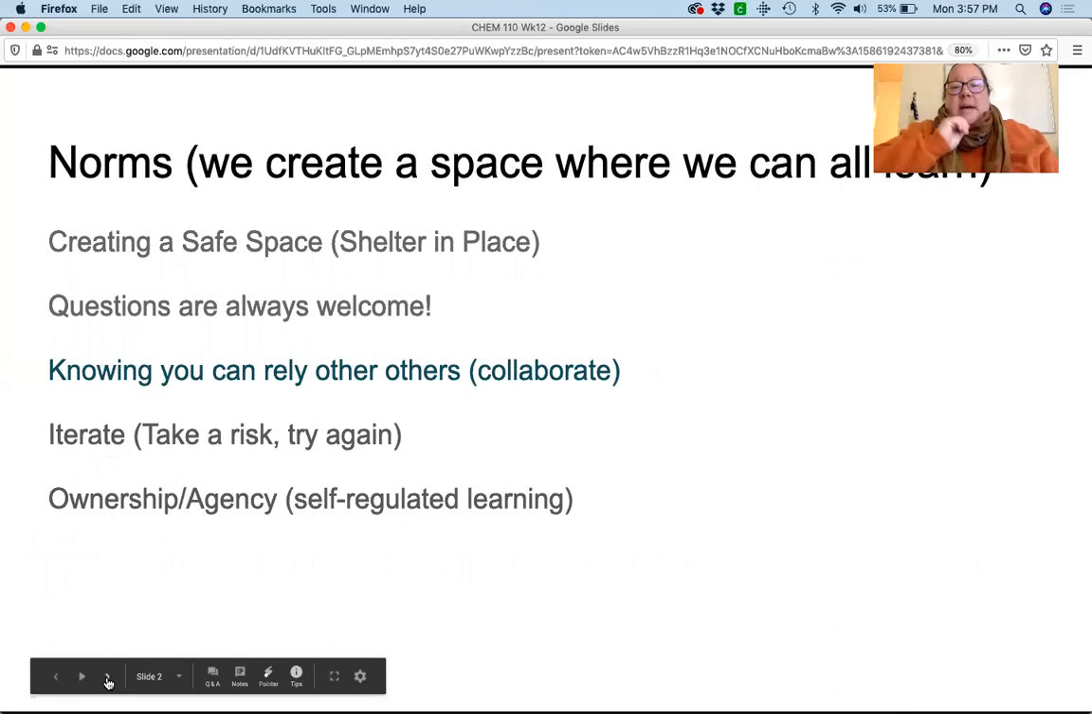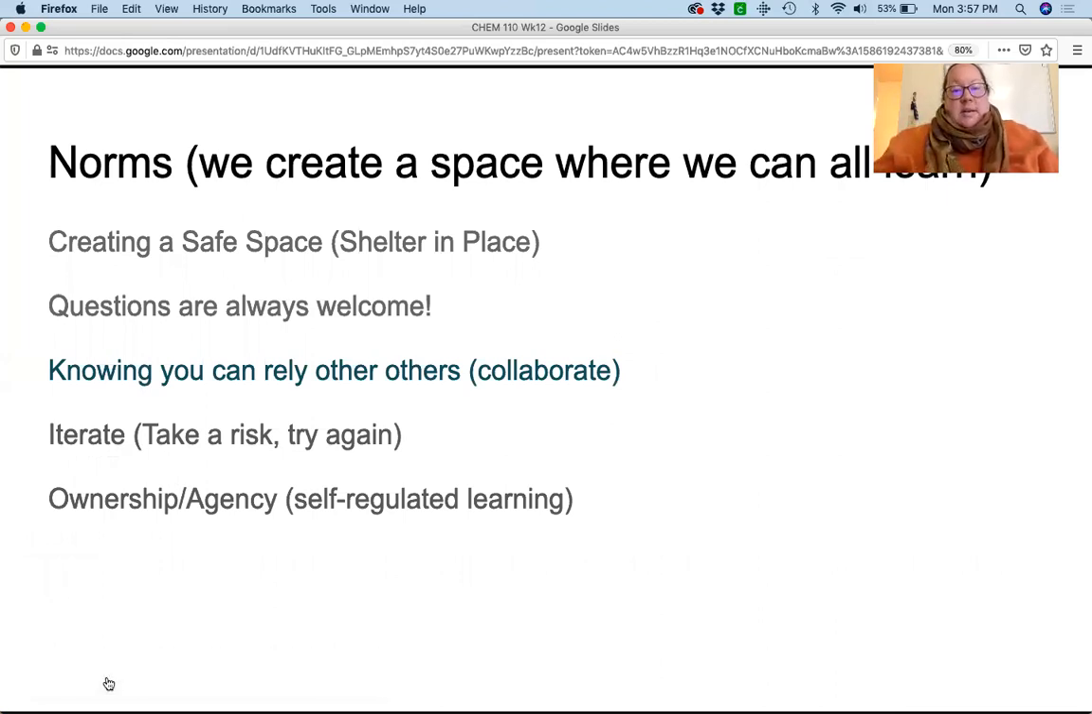All right, so when we think about the norms that we've adopted, we create safe spaces. So the reason we're sheltering in place for COVID-19 is because we want people to be safe. And right, just like any other time, everyone's learning. So questions are always welcome. That's truly the best way that we learn.